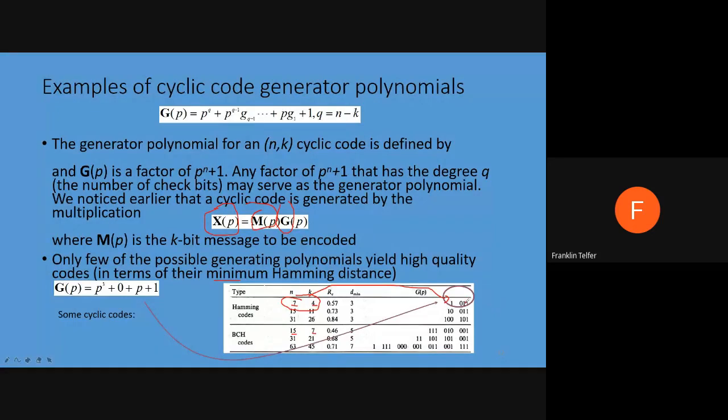Some problems might give the G(P), and some problems won't. They will give only N and K as 7, 4, and you should have in your mind that for this combination of N as 7, K as 4, the Hamming code, the G(P) is P³ + P + 1, or X³ + X + 1. Naturally, you will get this generator polynomial.